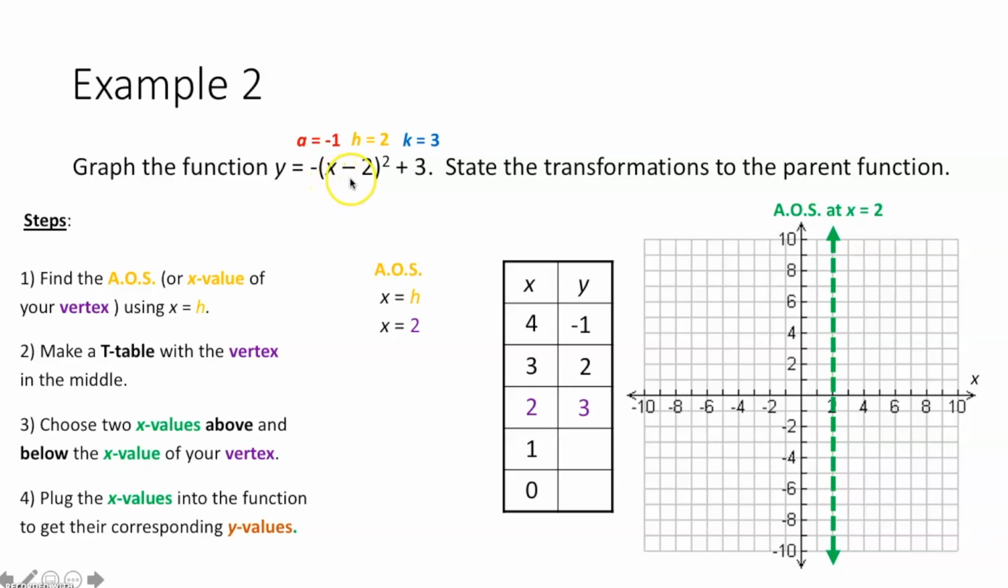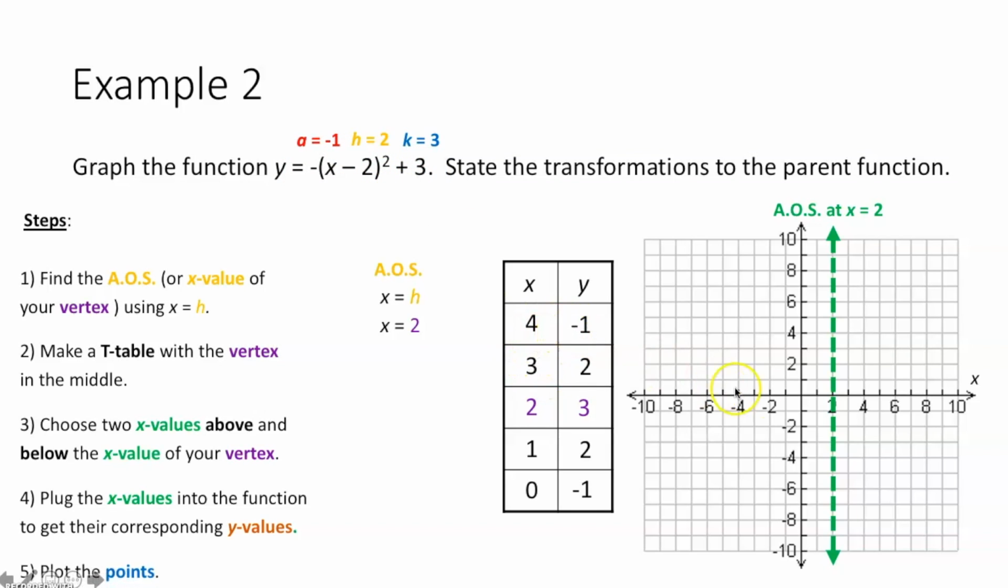Plug in 1. 1 minus 2 is -1. Square it, it becomes +1. Tack on the negative, becomes -1 again, plus 3 is going to be 2. We then plug in 0 for x. 0 minus 2 is -2. -2 squared is 4. Then tack on the negative, becomes -4, plus 3 is -1. Now let's plot these points.